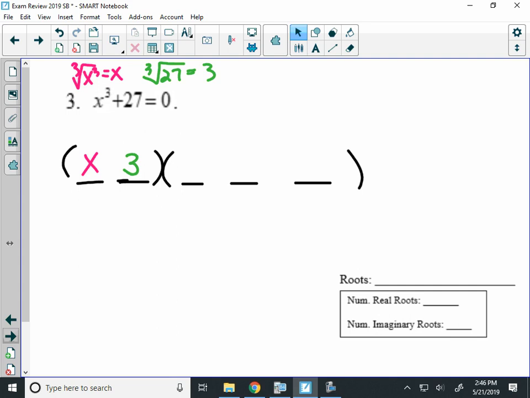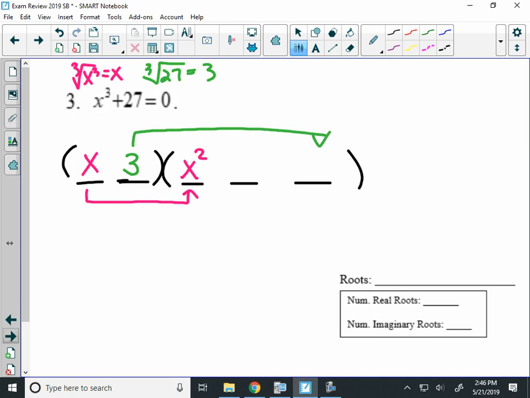To fill in the first blank here in the long trinomial, you square the x. So you'll have x squared. To fill in the third blank of the trinomial, you square the 3, which is 9.